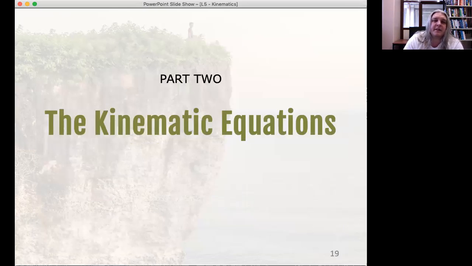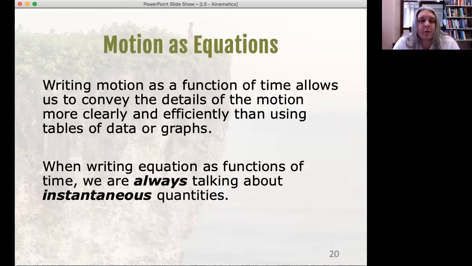The second part is the kinematic equations. We've already talked about enough for you to know how these will all work. This is nothing new in terms of the scenarios, in terms of thinking about the systems and what's going on. What's new is just the fact that we're going to get a few equations that just help us out.